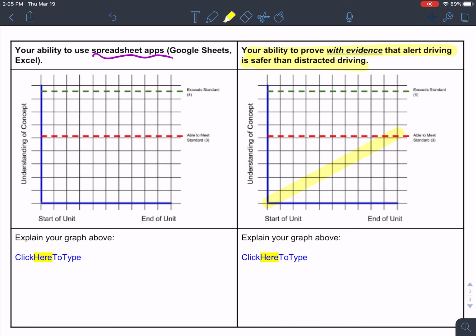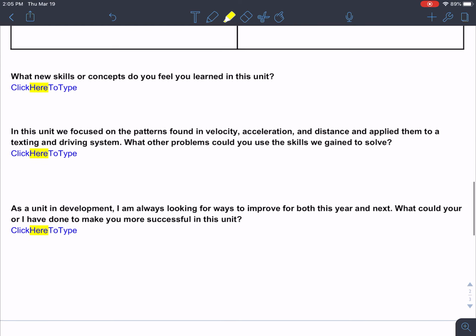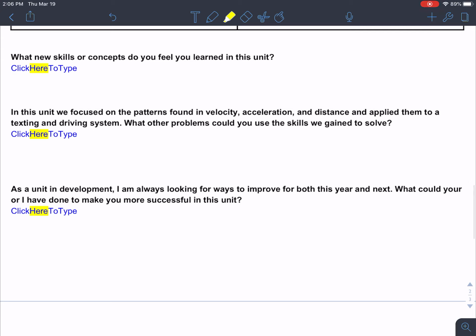All right. Again, just seeing the self-assessment will be helpful for me to plan our next few units, and really helpful for me to improve on this unit for next year. I have a few more questions here. This is helpful, and you can answer these in bullet points if you want. What new skills or concepts do you feel you learned in this unit? Again, helpful for me to know what did you actually feel like you learned?